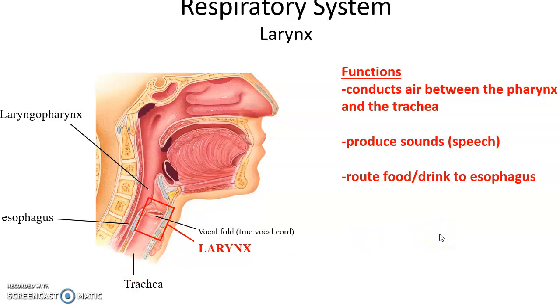The larynx houses the vocal folds, the two vocal cords. It houses the structures that allow us to produce sounds, speech. And also there's a structure on the larynx that helps to route food and drink to the esophagus, so that when we eat or drink something, it'll go into the esophagus, not into the larynx. We know when that structure doesn't work because then we cough mightily.